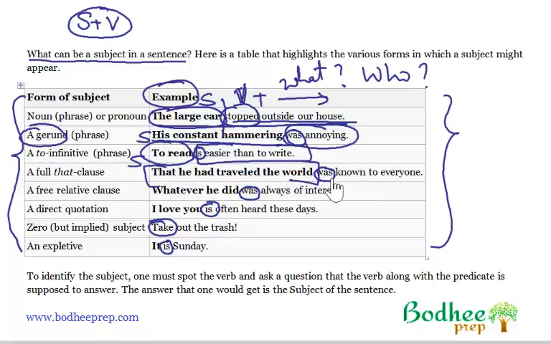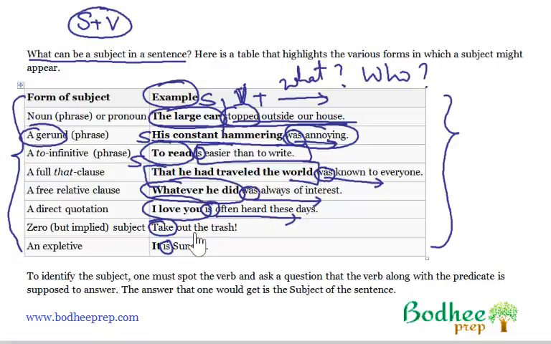So again, you have to look at the verb. You have to look at what comes after the verb and frame a question. What was always of interest? Whatever he did was always of interest. What is often heard these days? I love you is often heard these days.